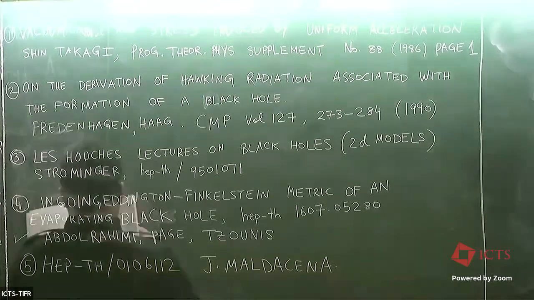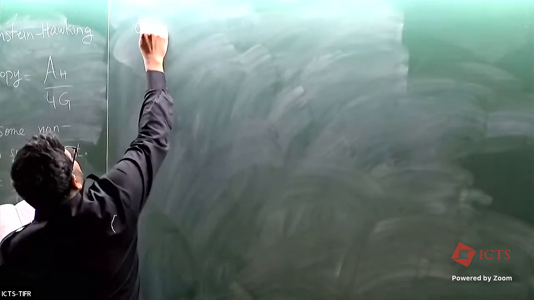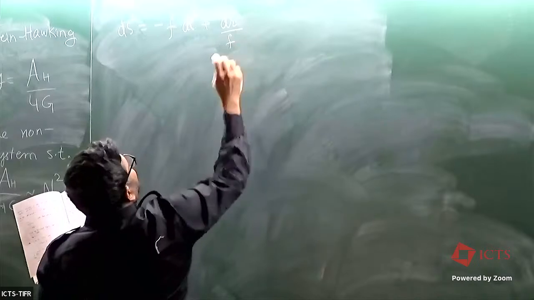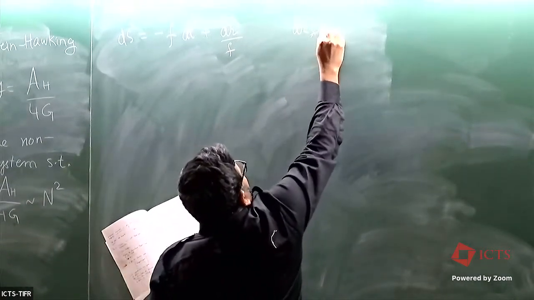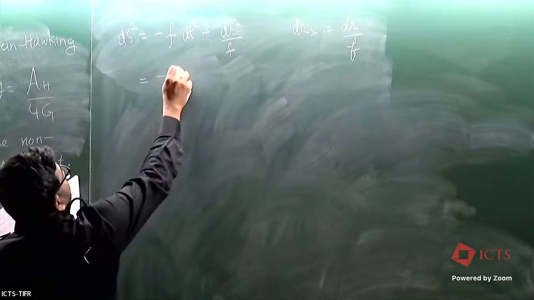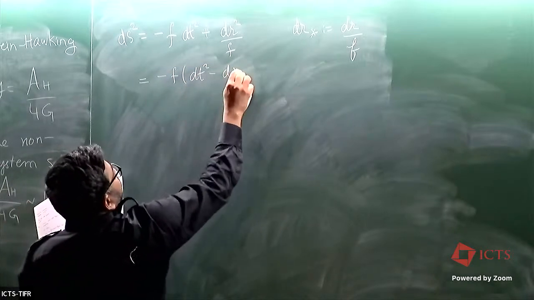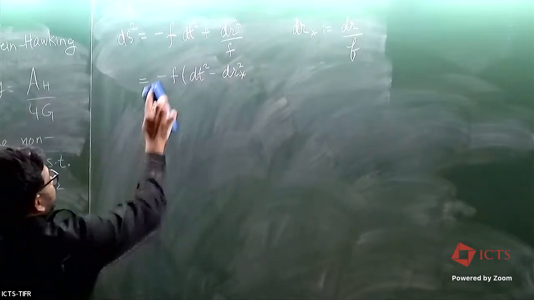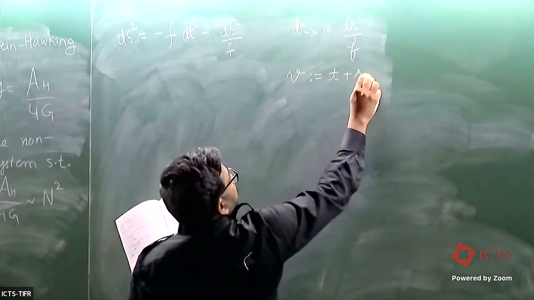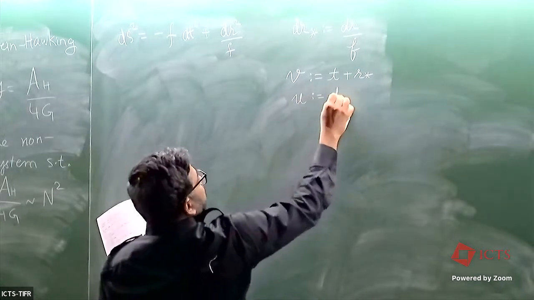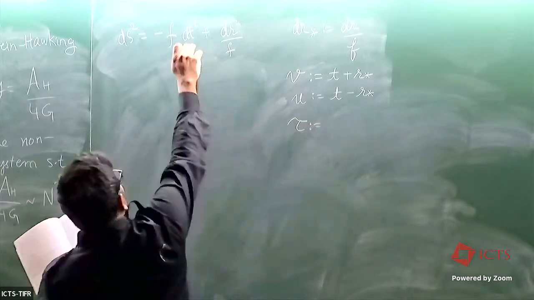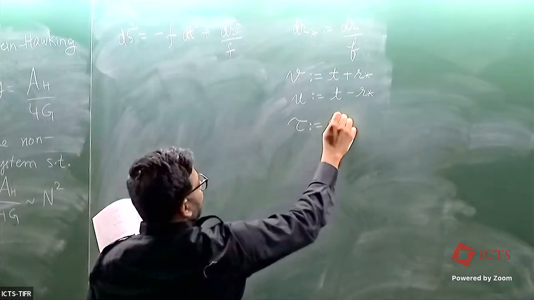So the first order of business is to define the right coordinates. We have ds squared equals minus f dt squared plus dr squared over f. We first define this tortoise coordinate, dr star, which is dr over f. Then you define a v, which is t plus r star, and a u, which is t minus r star. But I also want to define a tau, which is now no longer the imaginary part of t, forget about that discussion. Tau is v minus r.